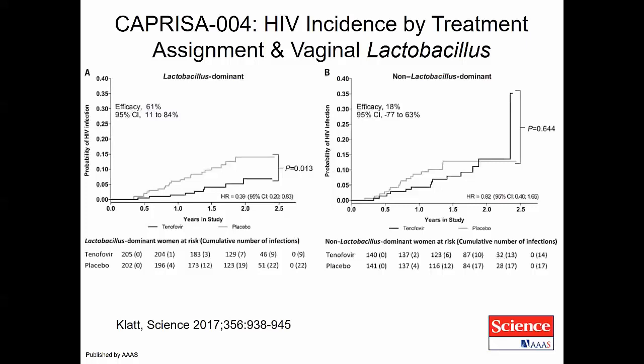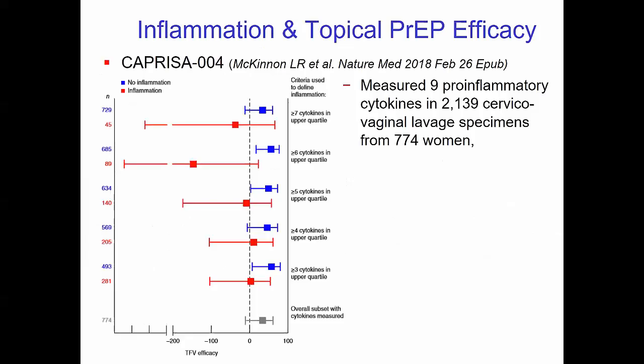In the placebo versus the tenofovir groups, there was a very nice separation, and that was what you saw in the original study. When you take women who had a non-lactobacillus dominant microbiome, meaning that they were in those community state types 3 and 4, the gel didn't work. And that was a really big surprise to many people. So what was going on there?